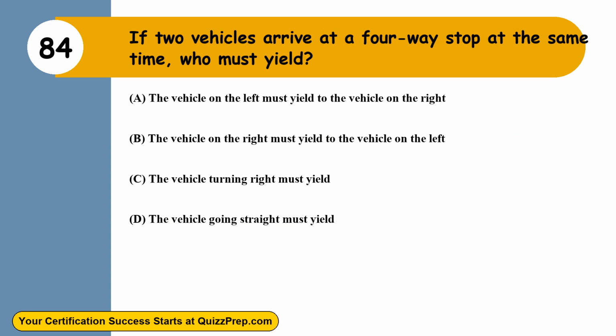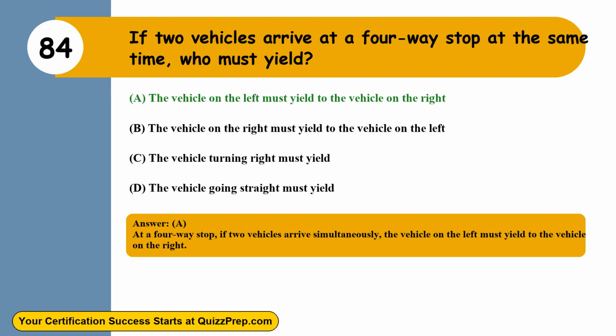Question 84. If two vehicles arrive at a 4-way stop at the same time, who must yield? Option A, the vehicle on the left must yield to the vehicle on the right. Option B, the vehicle on the right must yield to the vehicle on the left. Option C, the vehicle turning right must yield. Option D, the vehicle going straight must yield. The correct answer is option A. The vehicle on the left must yield to the vehicle on the right. At a 4-way stop, if two vehicles arrive simultaneously, the vehicle on the left must yield to the vehicle on the right.